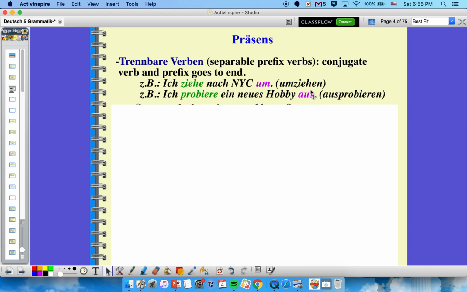Now, remember, if these are being used in infinitive form, like you're saying, I want to move to New York, ich will nach New York City umziehen, they're not going to be separated. You only separate them when you conjugate them.